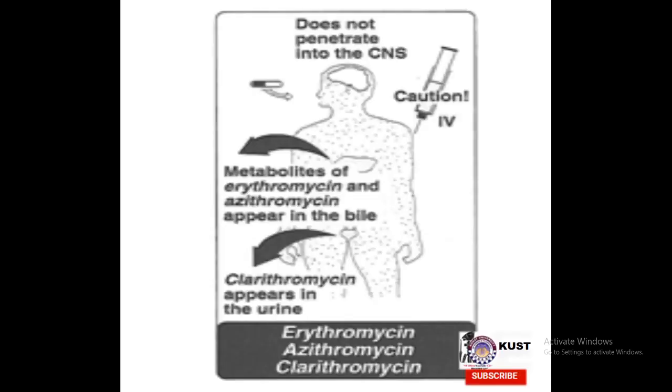So this is a summary of the pharmacokinetics. They do not penetrate into the CNS, do not cross the blood-brain barrier. Metabolites of erythromycin and azithromycin appear in the bile, while clarithromycin appears in the urine. This is mostly a difference in the excretion of the different macrolides.